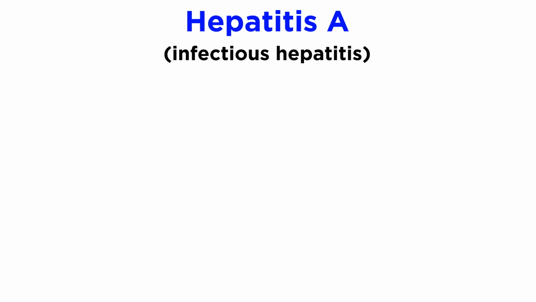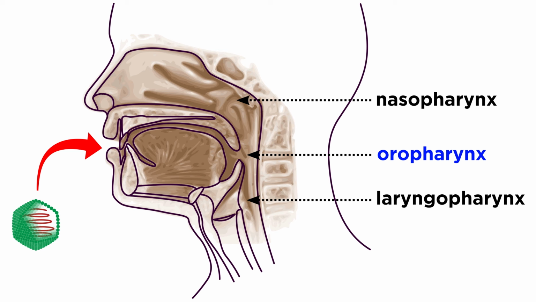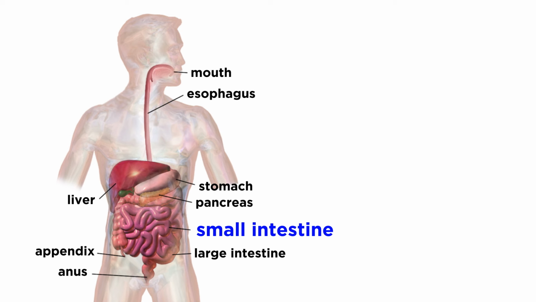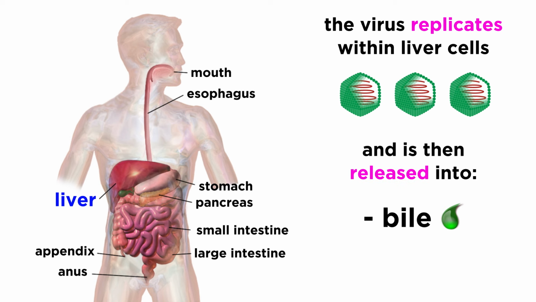Let's dig into hepatitis A, which is sometimes called infectious hepatitis. This disease is caused by a picornavirus, which is a small RNA virus with a naked capsid structure. Once the virus is ingested, it enters the bloodstream through the oropharynx, or the epithelial lining of the intestines, and travels to the liver. After replicating in liver cells, the virus is released into the bile and then into the stool. In fact, a large quantity of the virus is shed into the stool about 10 days before symptoms appear.